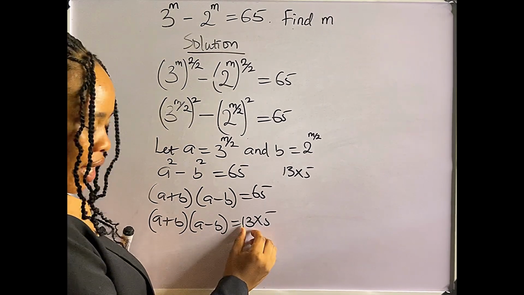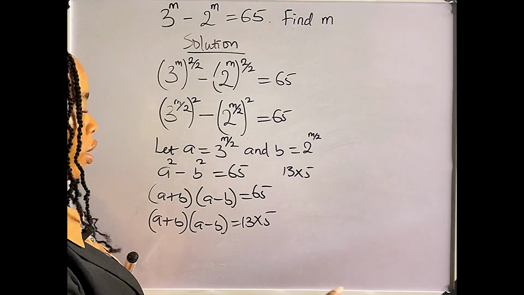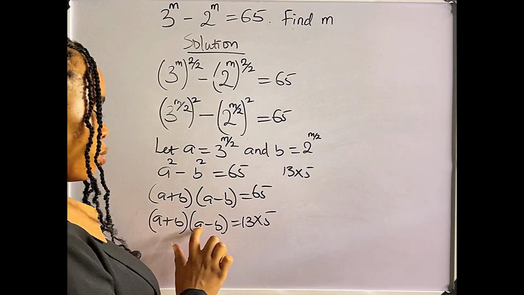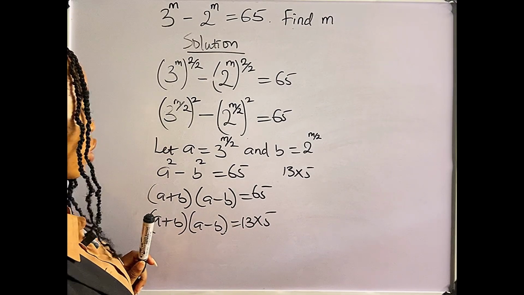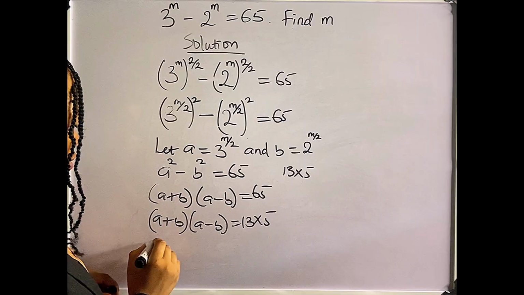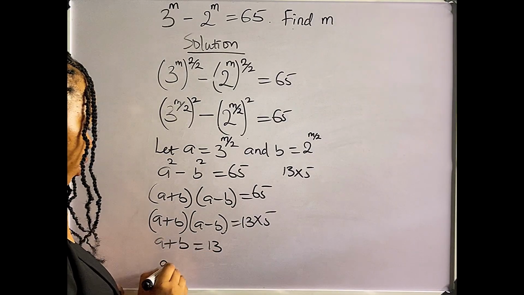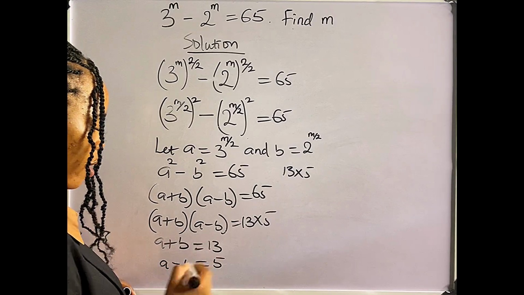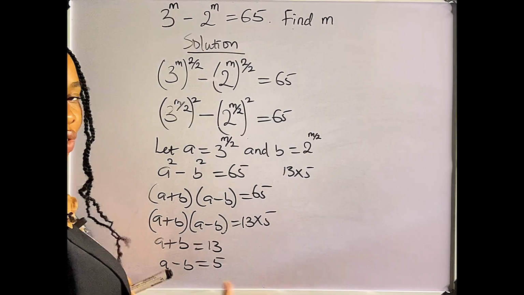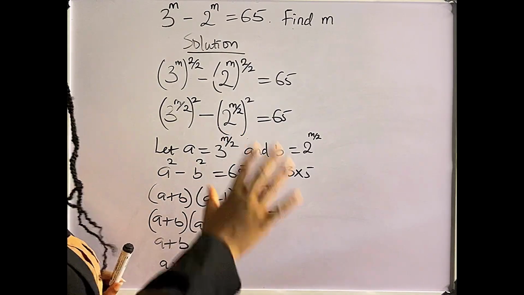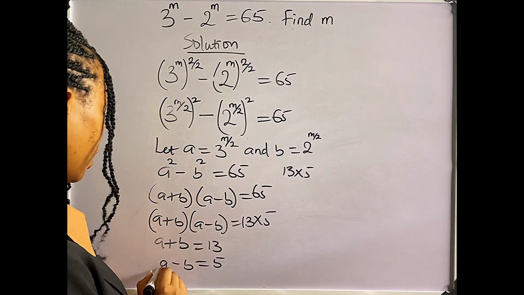Obviously a plus b will be equal to the larger number, because when you add, it's meant to give a value bigger than when you subtract b from a, which should give a lesser value. So a plus b equals the bigger number 13, and a minus b equals 5. From here, this is giving us a system of equations, a simultaneous equation, so we have to solve this simultaneously to find the values of a and b.